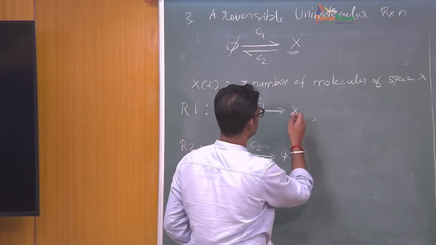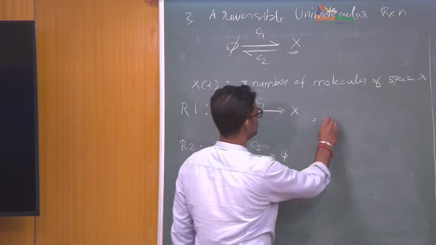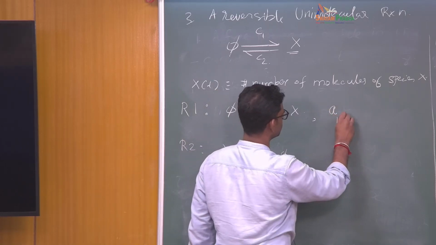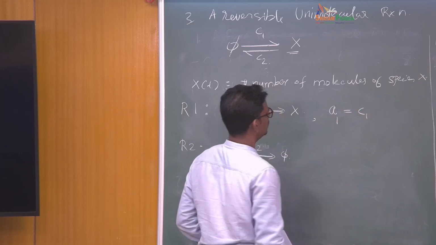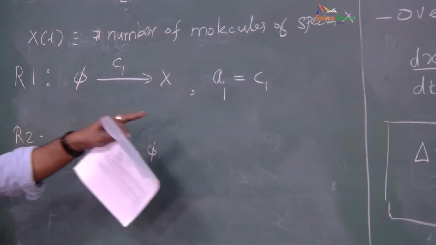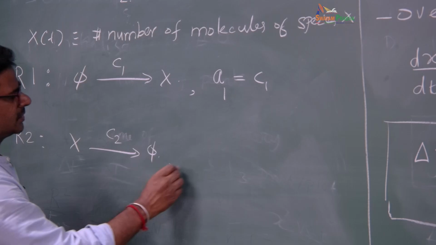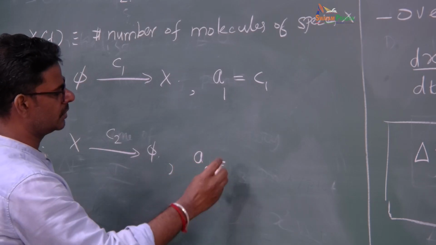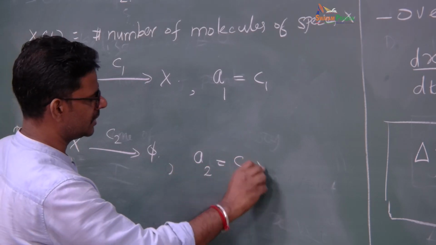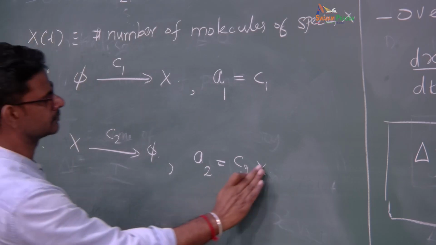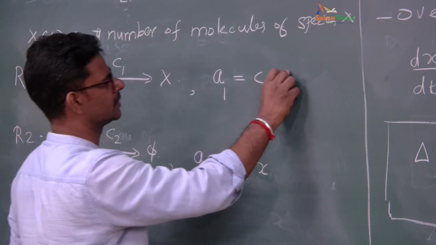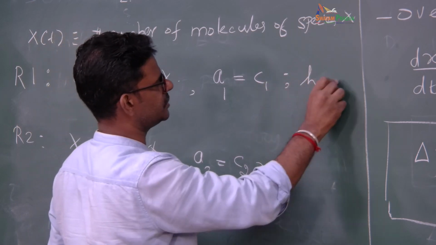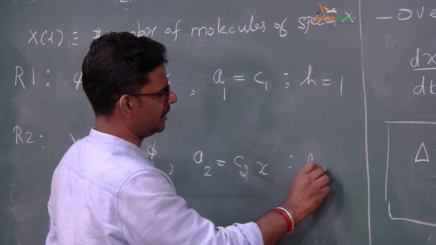So here the propensity function A1 is simply C1 because it is a zero order reaction, whereas in this case the propensity function A2 is C2 times X. In other words, in this case H is 1, in this case H is equal to X.